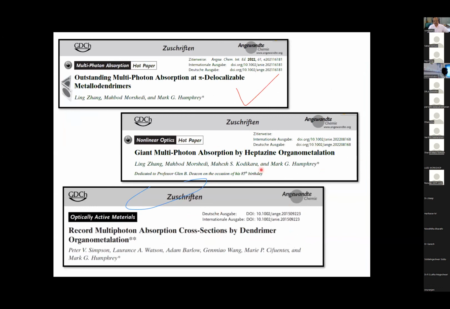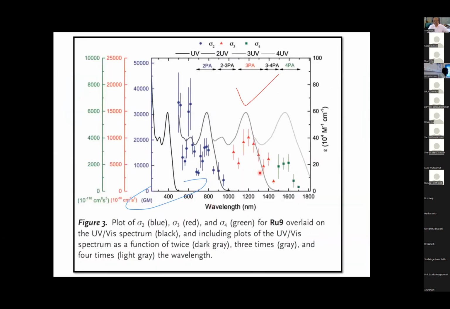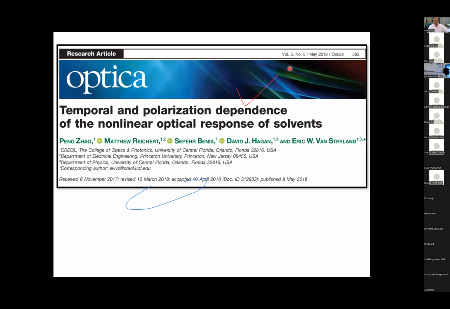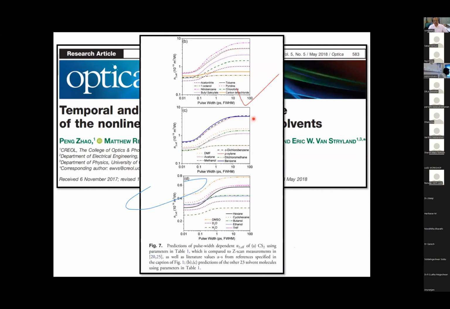For example, this group, Mark Humphrey group at ANU, does beautiful work on nonlinear absorption, multiphoton absorption, where they design new molecules with very strong 2, 3, 4, 5 photon absorption. Last but not least, when you do measurements, you always do in solvent. So one needs to consider the effect of solvent also. This paper nicely summarizes what is the effect of the solvent, what is the magnitude of the solvent when you do measurements. They clearly tell you all the common solvents, and as a function of pulse duration, what is the value of N2.